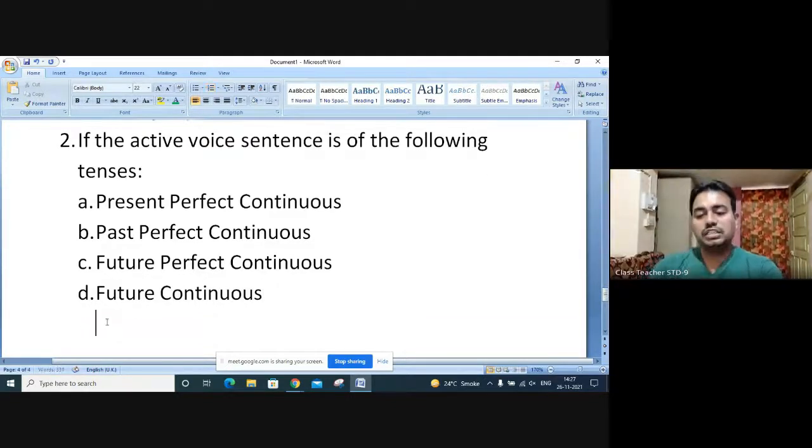Now all this will be helpful to you if you revise, make notes, and practice.